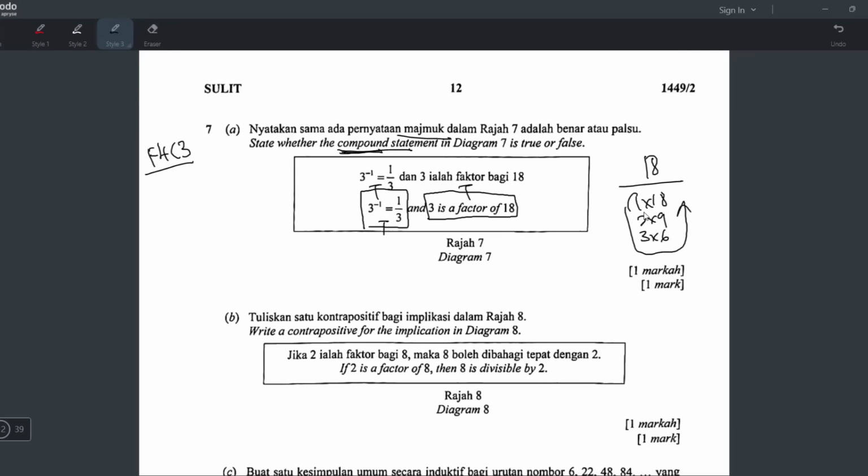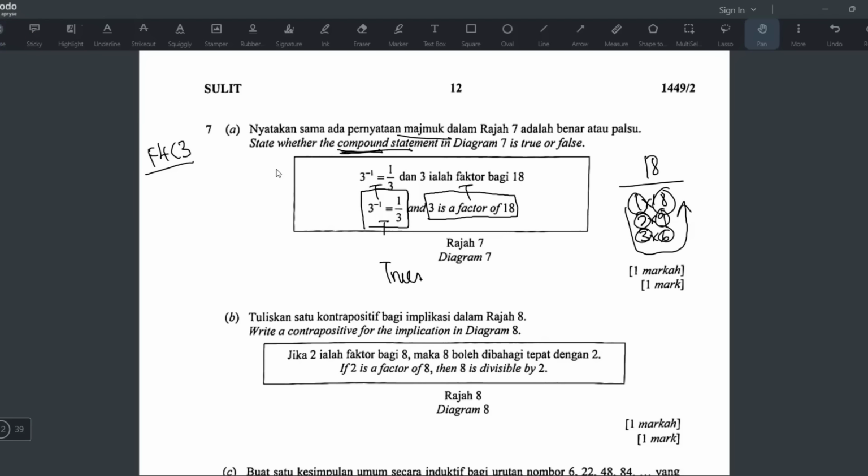So what are the factors of 18? These are all the factors of 18: 1, 2, 3, 9, 6. So as you can see, 3 is indeed a factor of 18. So it means both statements are true. And when both statements are true, and you combine using the word and, it will be true. So I will write here the final answer is true.